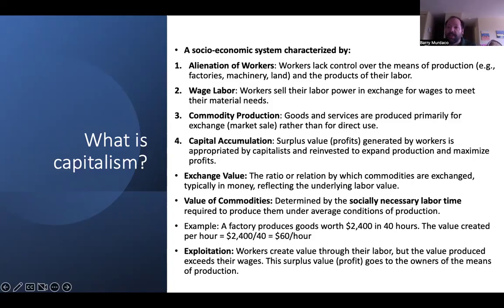So that's a very important thing to keep in mind. And so, like I said, one of the essential characteristics of determining what a capitalist system is: are the workers actually separated from the means of production? Then that means that you're dealing with a capitalist system.